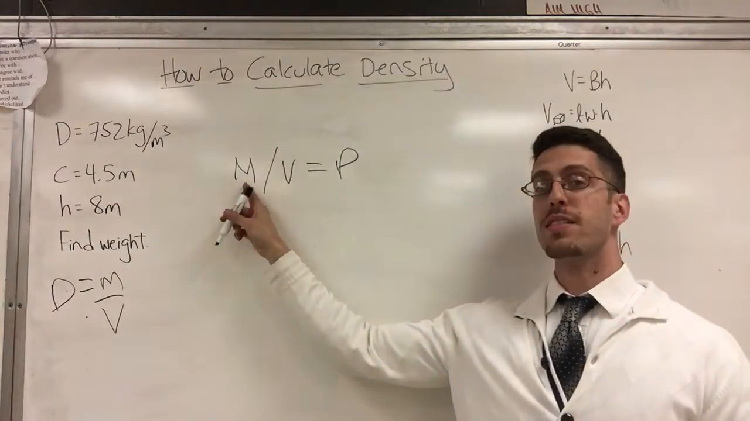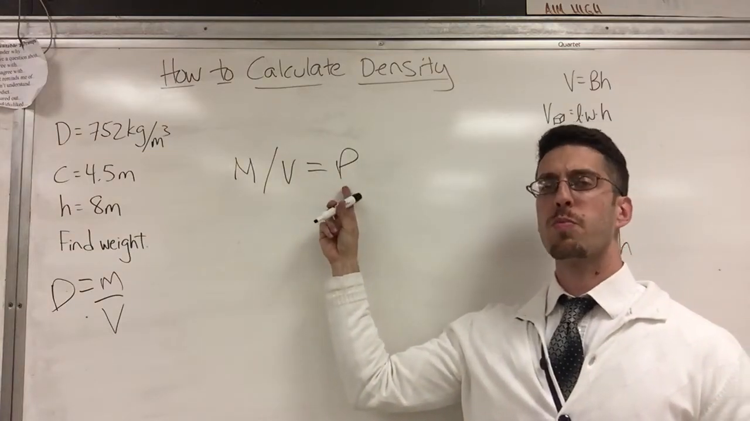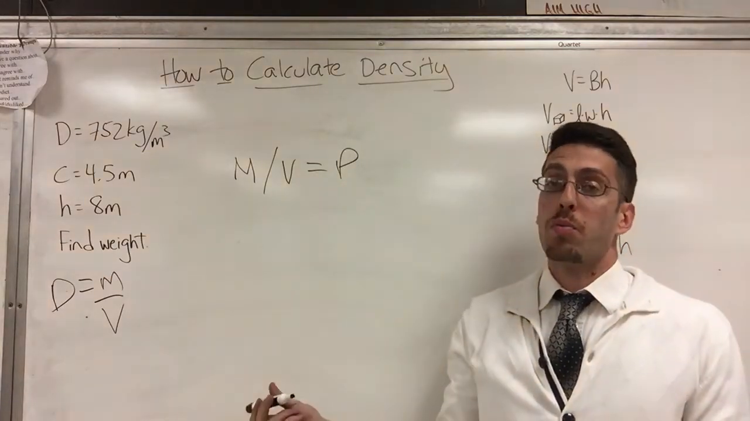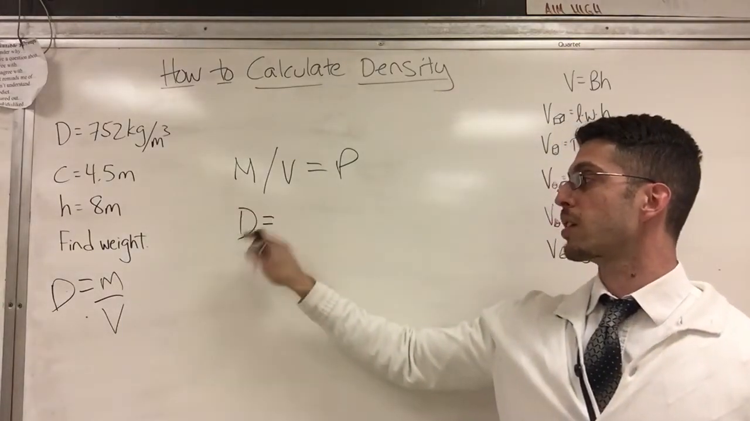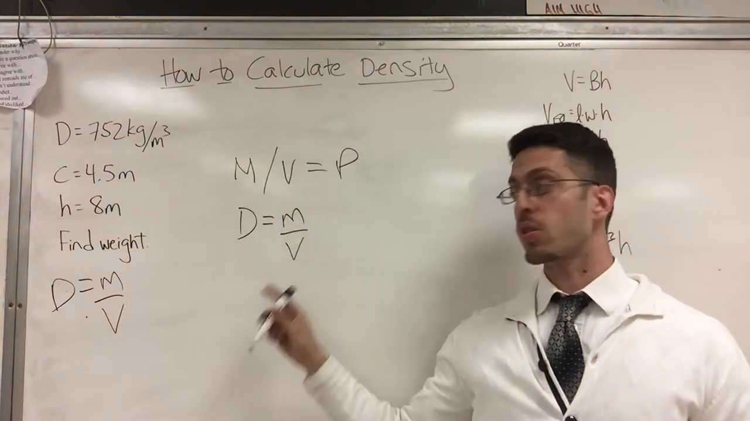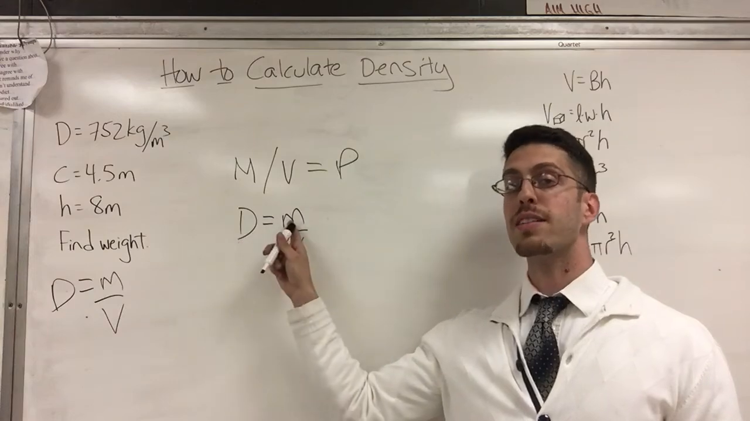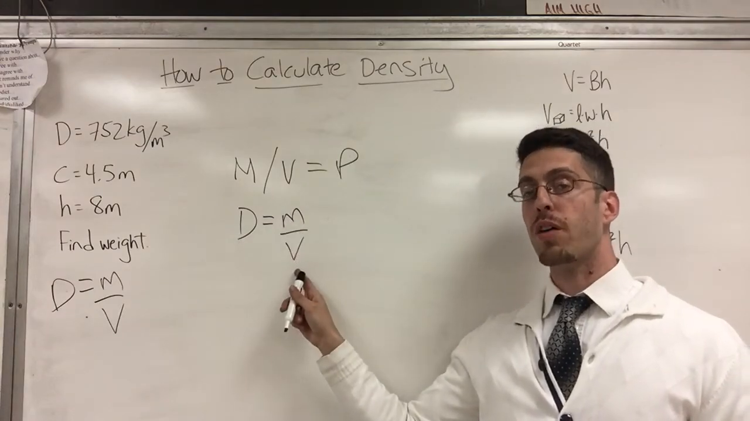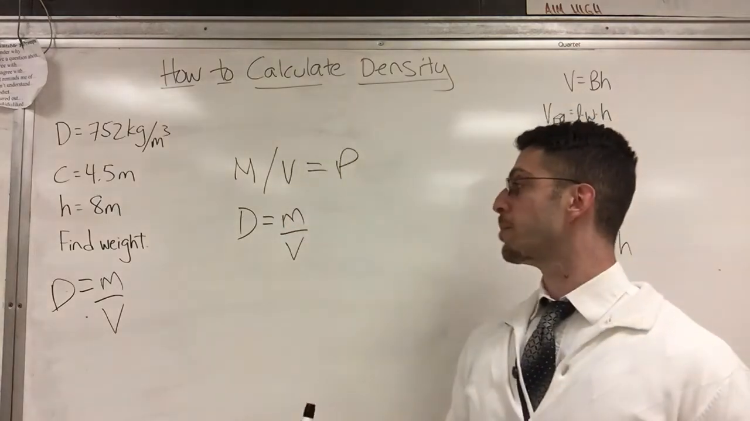Well, this is mass, this is volume. Mass divided by volume equals density. A lot of people use P to represent density. A lot of people also use D. So you might see it with a D: D equals M divided by V. Density equals mass divided by volume. So remember that. In order to calculate density, you need the mass of an object and the volume of an object. That's why we have all those volume formulas, okay?